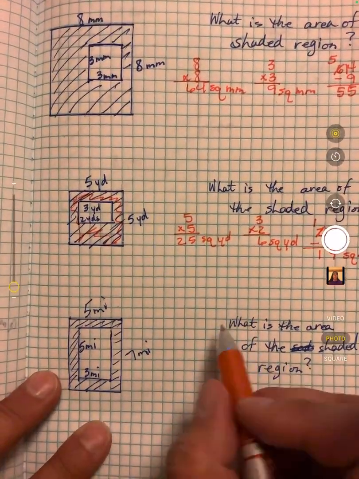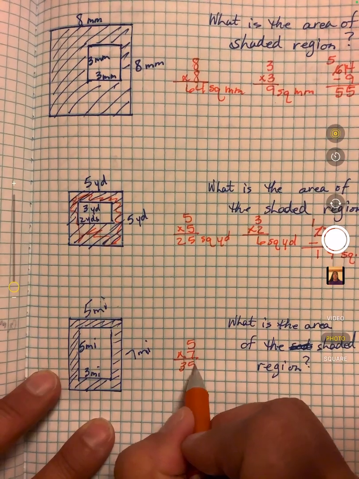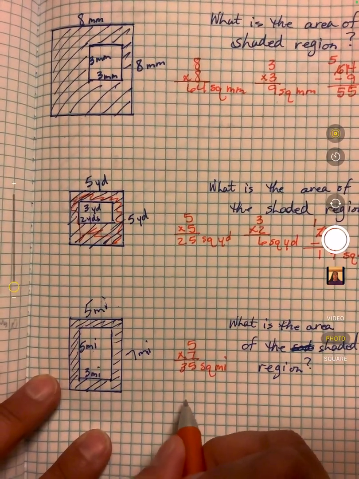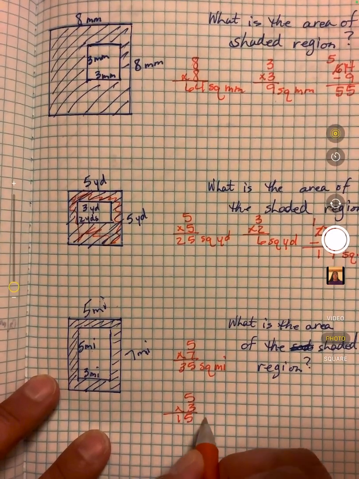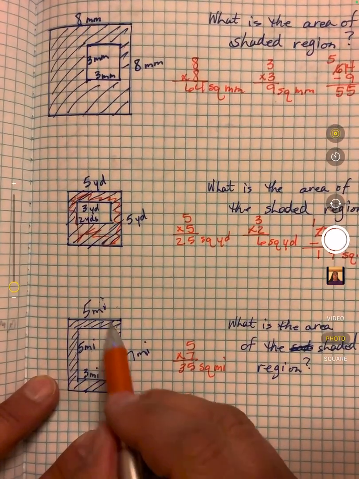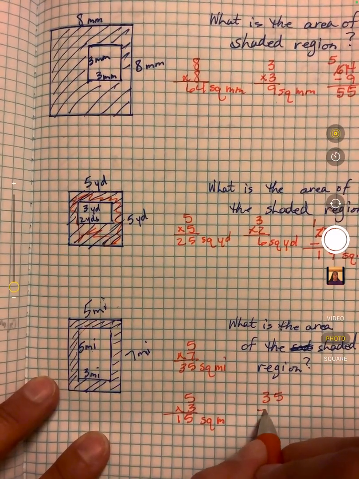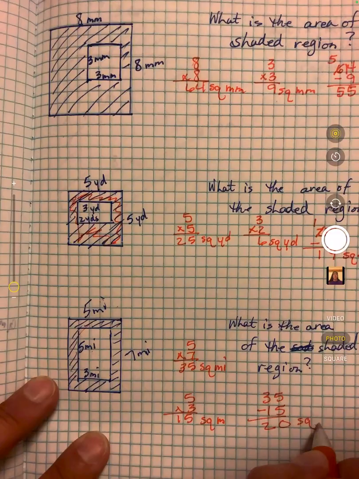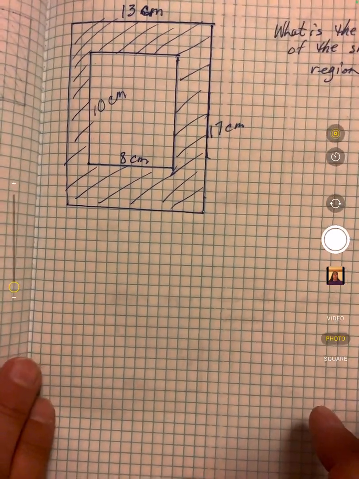Okay, 2 more. The outside, 5 times 7 is 35 square miles. The inside is 5 times 3 is 15 square miles. So how about this outside edge? 35 minus 15 would be 20 square miles. Okay, and now this is the big one.